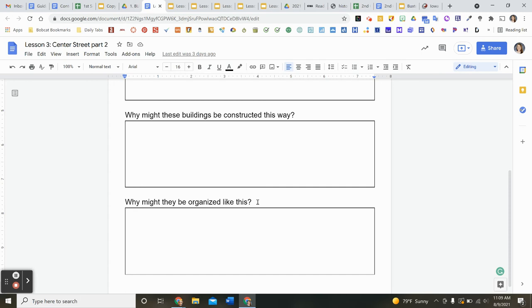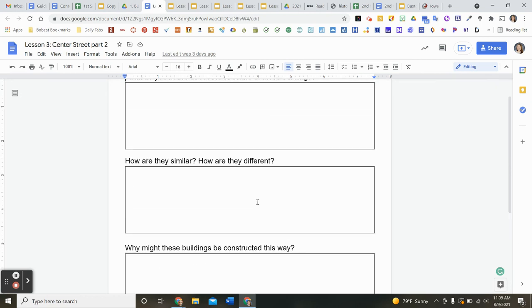And last, why might they be organized like this? Why would the people who constructed the buildings put them in the way that they did? Why not put them all over the place in a random way? How did it help them to organize it this way?